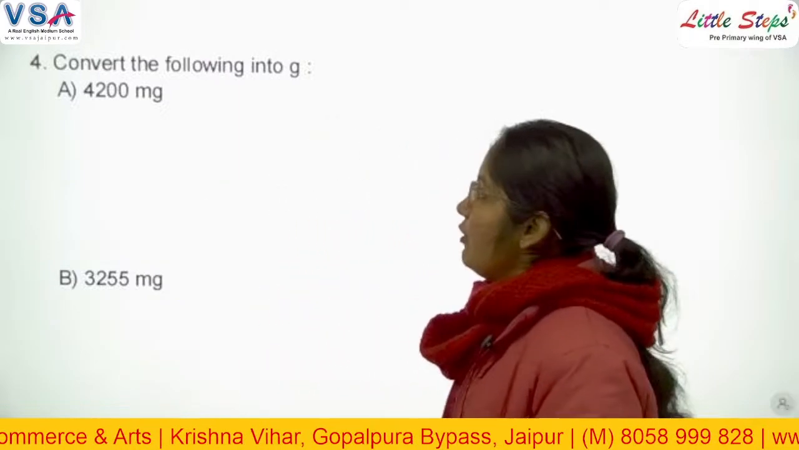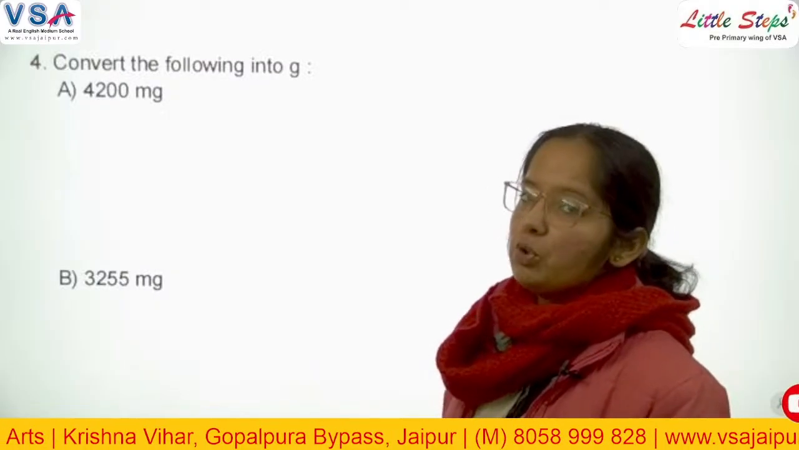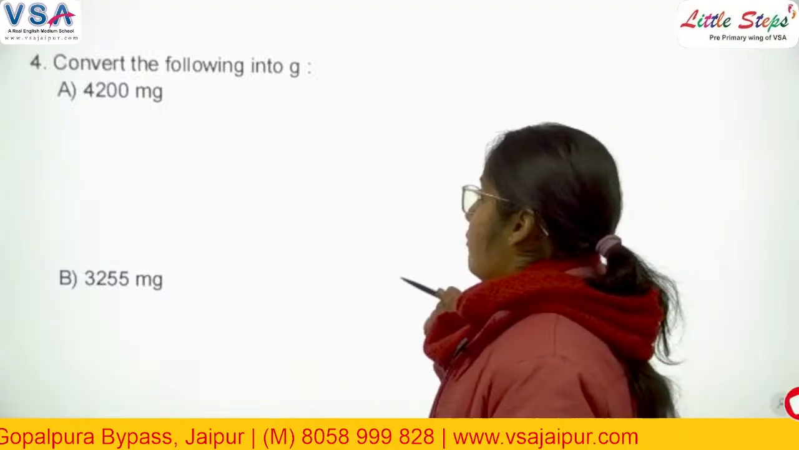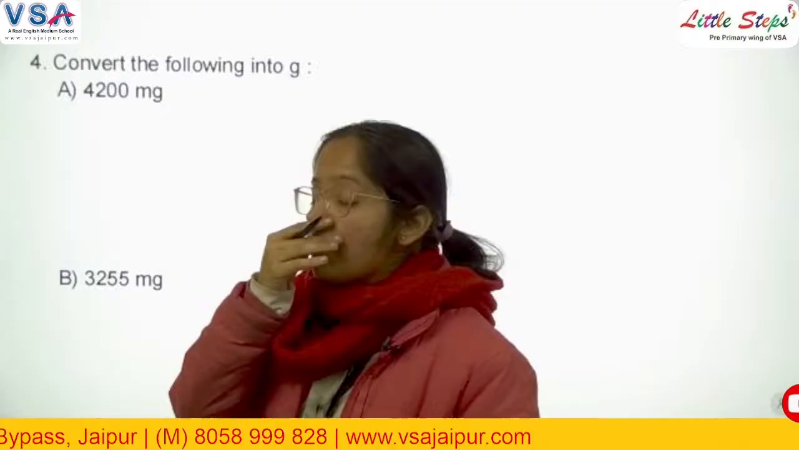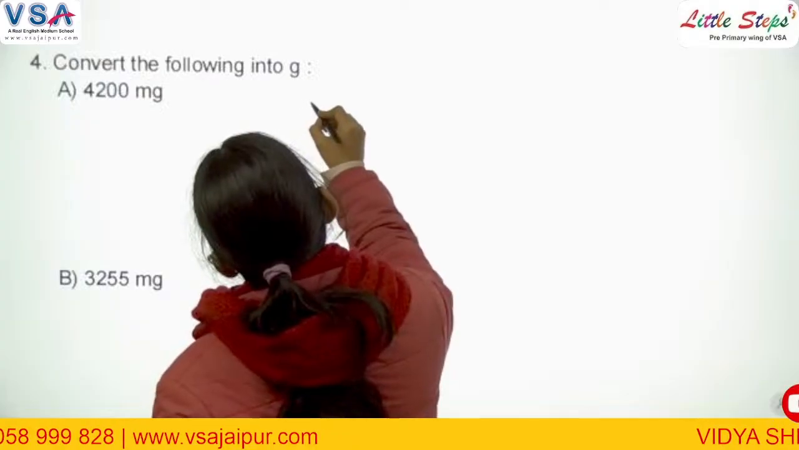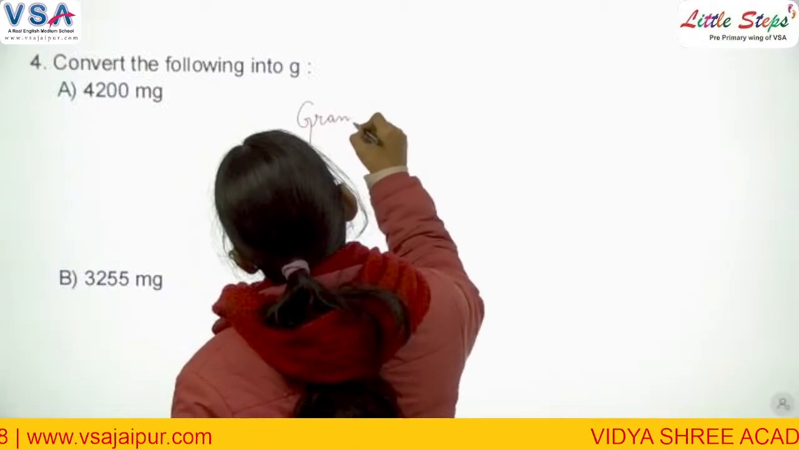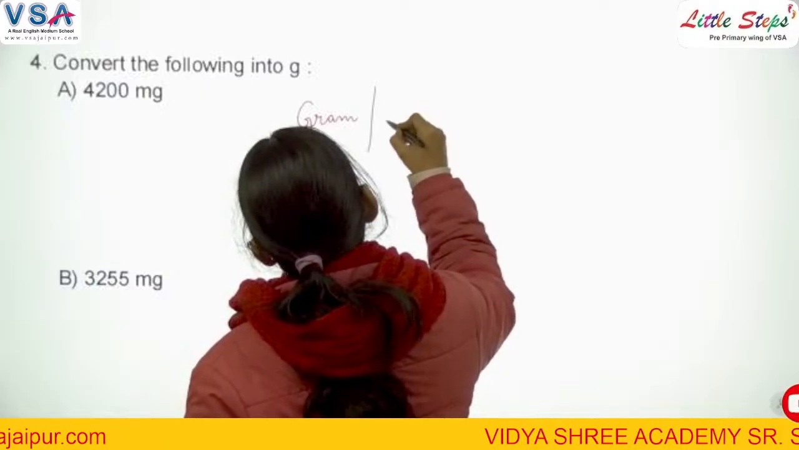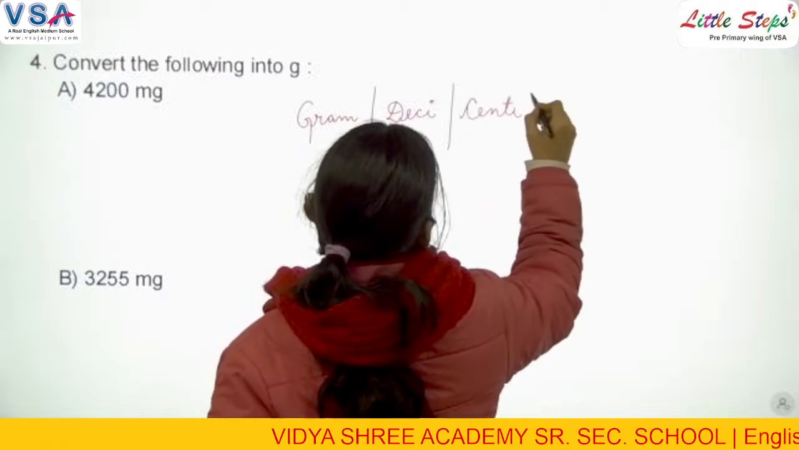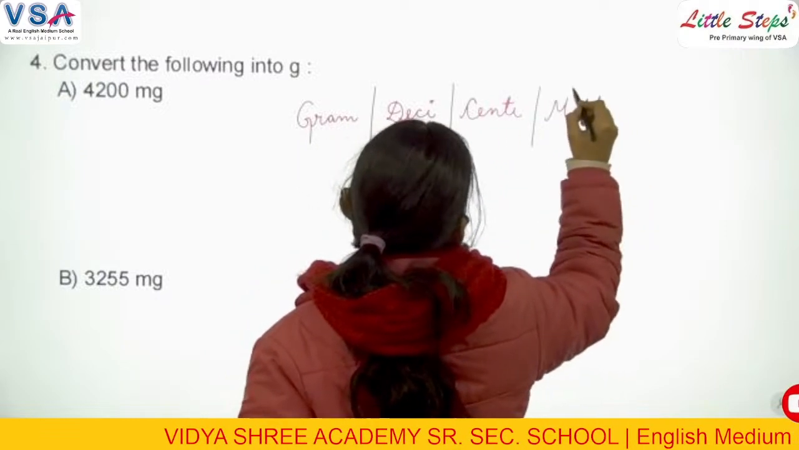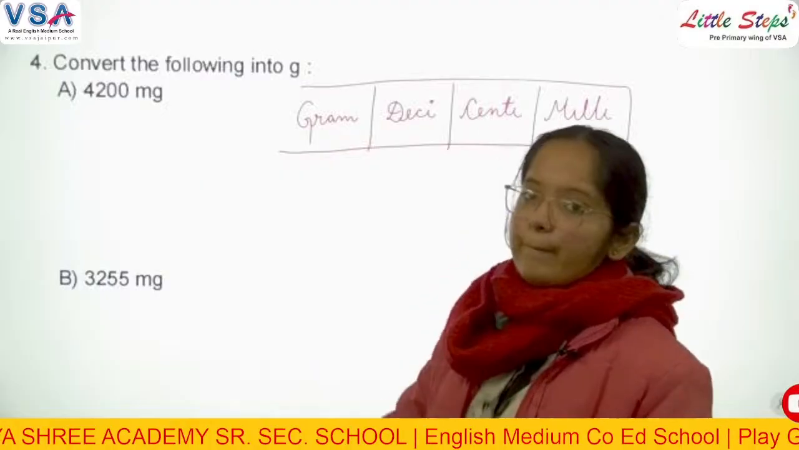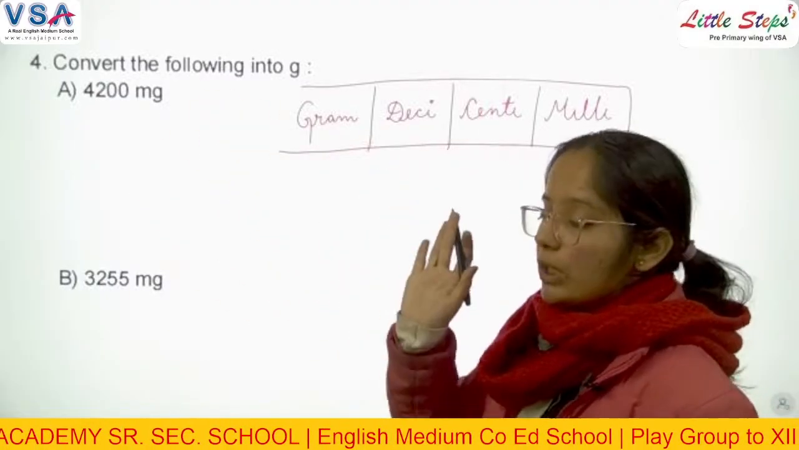We have convert the following into gram. We have to convert it to the basic unit, that is gram for weight, meter for distance and liter for capacity. It is milligram. If we see from gram to milligram, we will not draw the whole metric system again. I think here it is gram. Then what do we have after gram? It is decigram. Then we have centigram. Then we have milligram. This is the shortest, right? Milligram is the shortest, and here are different bigger units that are kilo, hecto, and deca. We don't need to write all of them.